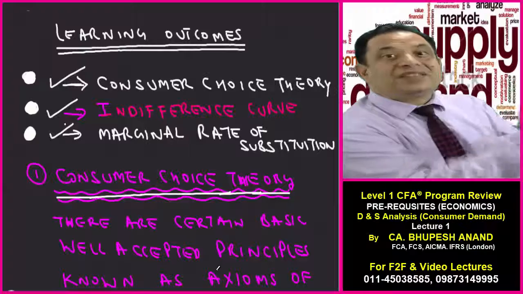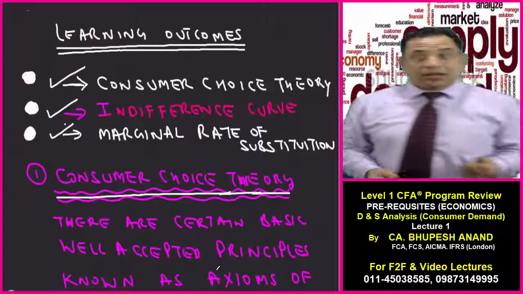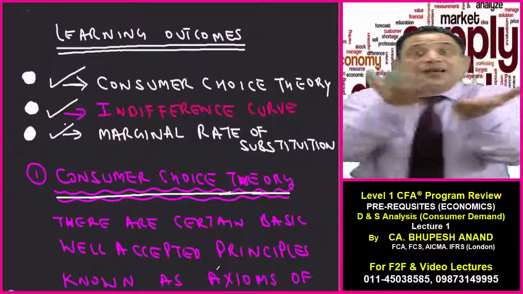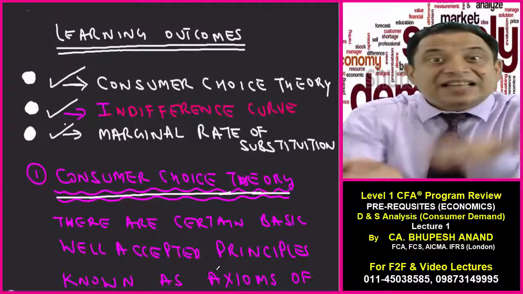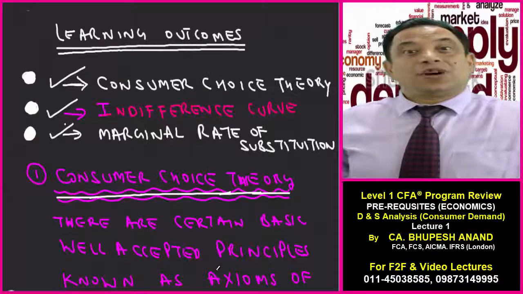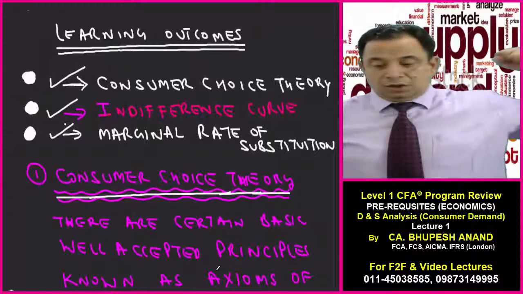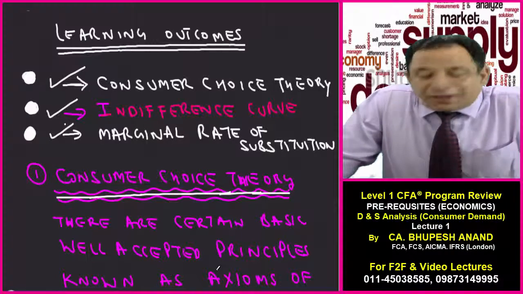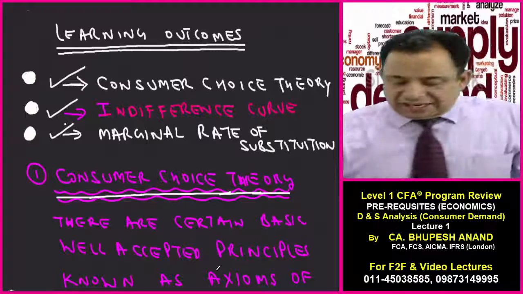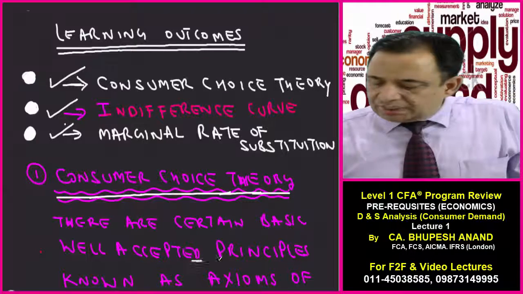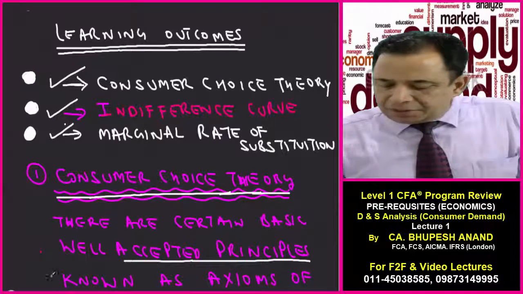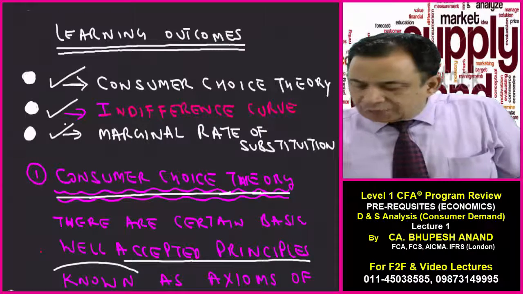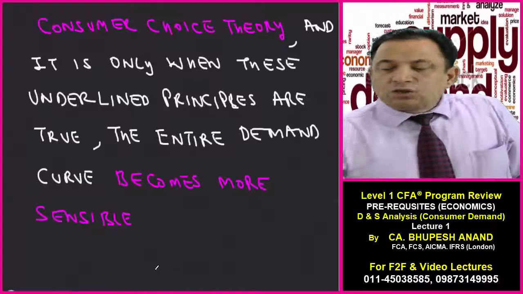We will be discussing 3 principles in this consumer choice theory. On the basis of those 3 principles, we always assume that they exist, and only then can we have a demand. So the first point is consumer choice theory. Please take out your registers. First point: there are certain basic, well accepted principles known as axioms of consumer choice theory.